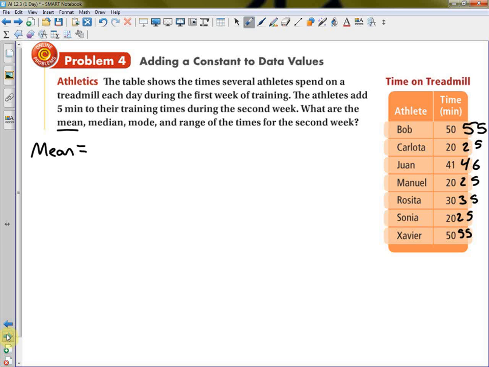So first off, we're going to add 55, 25, 46, 25, 35, 25, 55. Then we're going to divide by, let's see, how many athletes do we have? We have 1, 2, 3, 4, 5, 6, 7 athletes. I'm going to divide by 7, I get 38. 38 is the mean, or the average time spent on the treadmill for the second week.